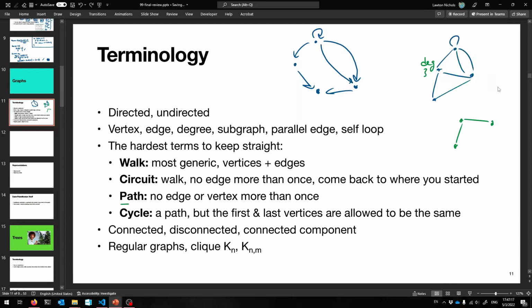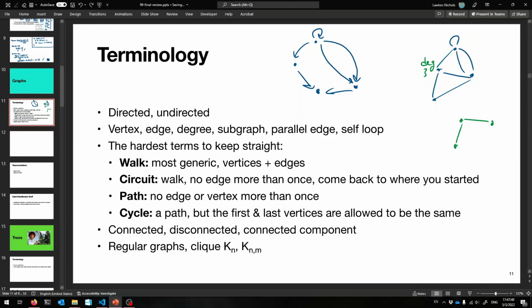Then we have paths, where you cannot have edges or vertices more than once. So that's the standard thing that we normally talk about. I'm forced to stop here, right, for this particular path, because if I go anywhere else, I'm going to come back to a vertex, or try to go along an edge I've already been along. Yeah? So path: no edge or vertex more than once.